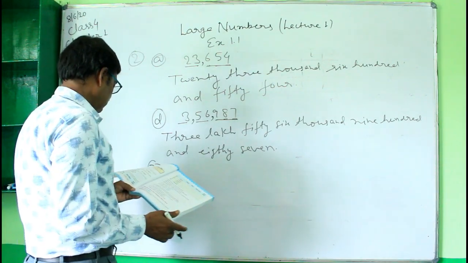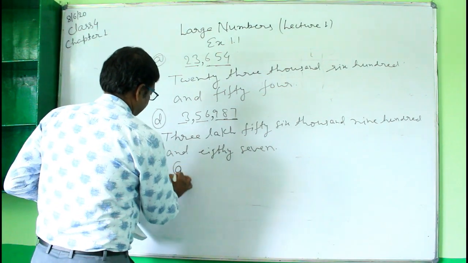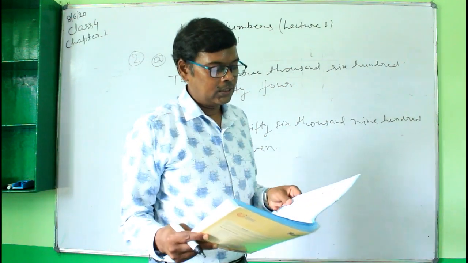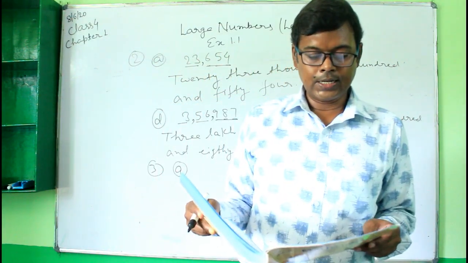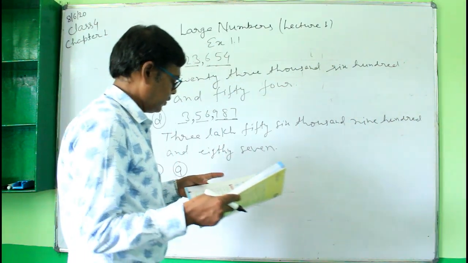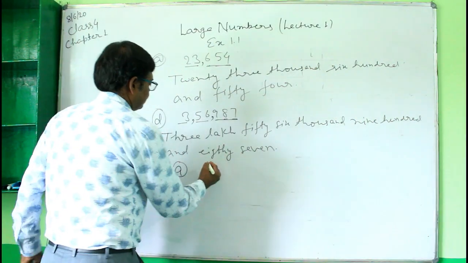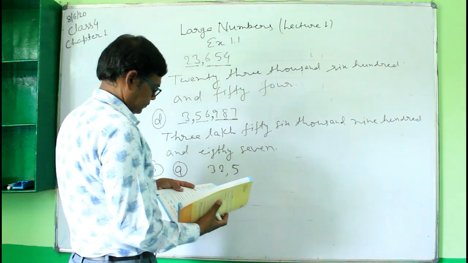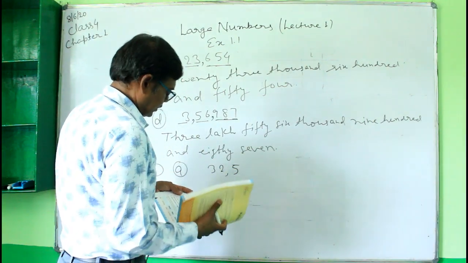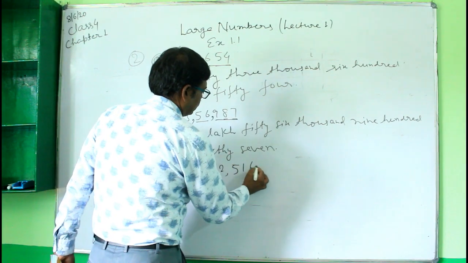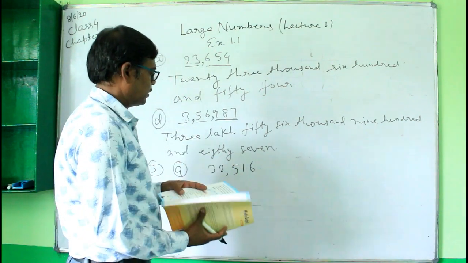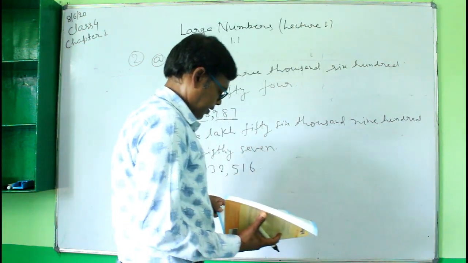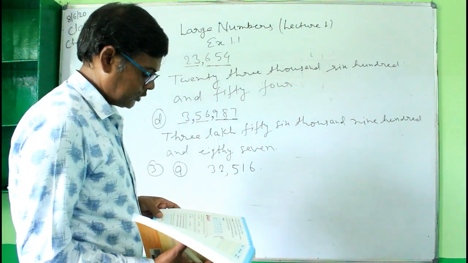So what is the number name of the first number? Here the first number is seen in your book, that 32,516. So its name will be 32,516. So this is the answer of this question, 32,516. And you can also use the place value chart.